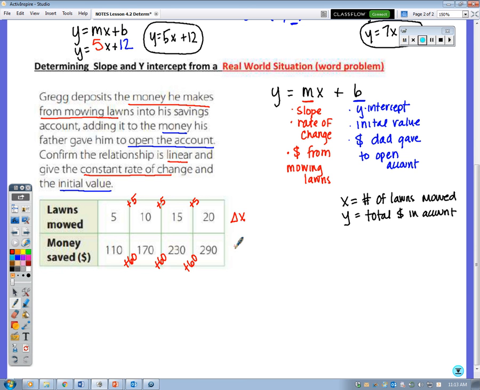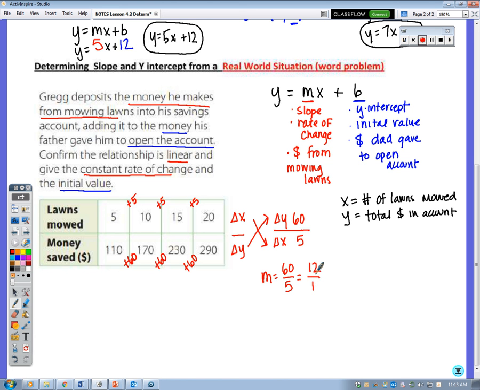So our change in x and our change in y, remember this is opposite of slope, so I'm going to have to flip it for slope, right? Our change in y is 60. Our change in x is 5. Can we simplify that? So m equals 60 over 5, because remember I had to flip those. And 60 divided by 5 is 12 over 1.